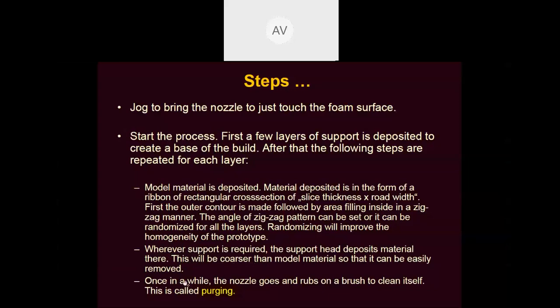And then one thing is that once in a while the nozzle goes and rubs on the brush to clean itself. This is called purging. Okay, so the nozzle goes and rubs on the brush to clean itself. Some material will be on the nozzle tip, so it will be cleaned. That process is called purging.